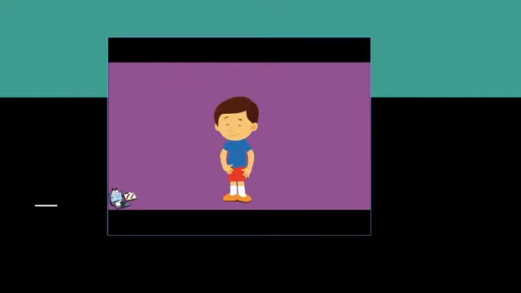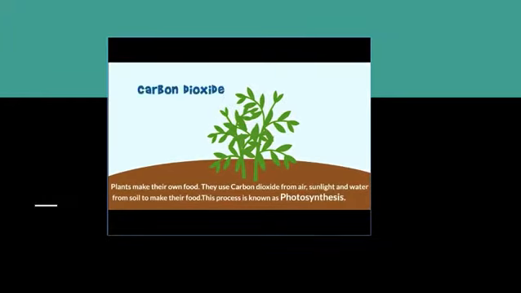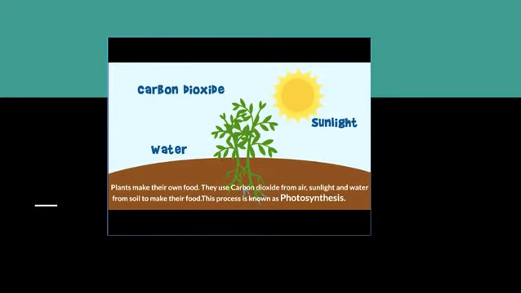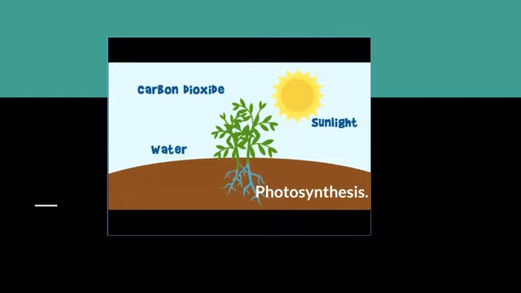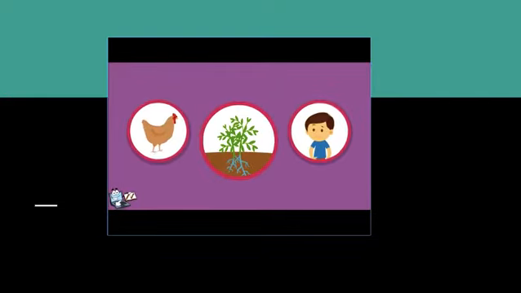We humans get our food from animals and plants. Plants make their own food. They use carbon dioxide from air, sunlight, and water from soil to make their food. This process is known as photosynthesis. So, now you are clear that plants make their food. We humans and other living organisms depend on plants for food.